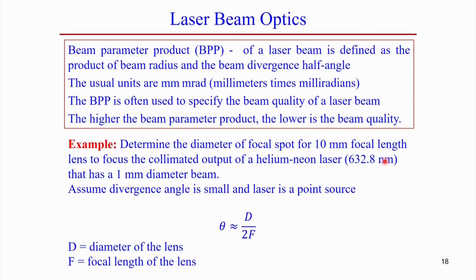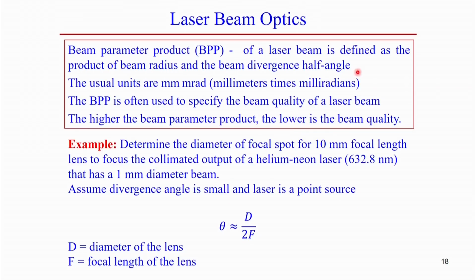The BPP of a laser beam is defined as the product of the beam radius and the beam divergence half angle. So, the usual unit is millimeter times milliradian, that is mm-mrad. So, this is the unit for the beam parameter product. The BPP is basically used to specify the beam quality, and in general the higher the value of the BPP, the lower is the beam quality.